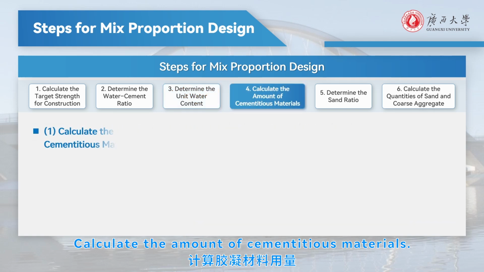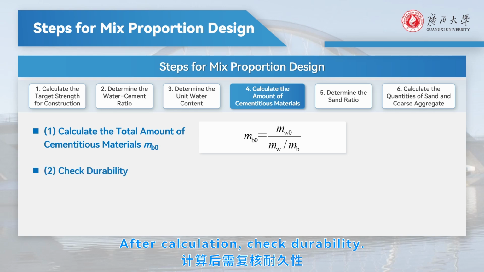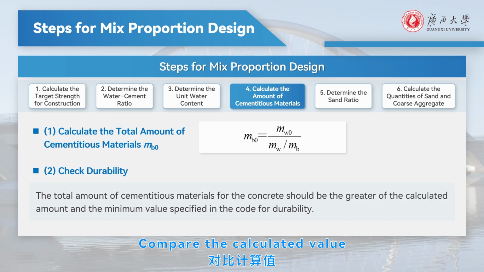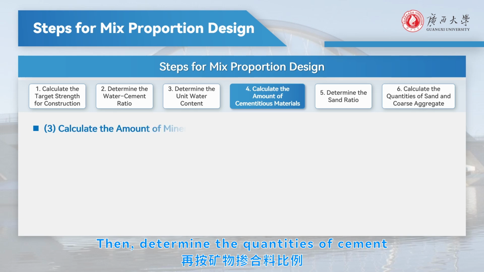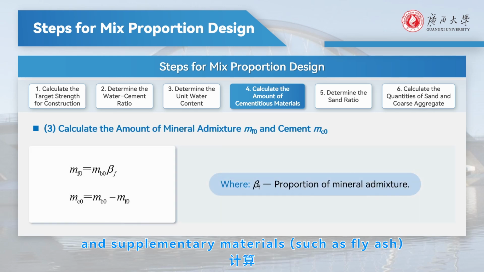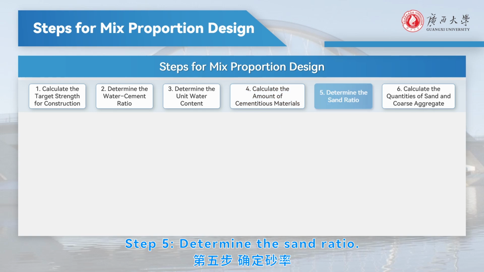Step 4. Calculate the amount of cementitious materials. Divide the unit water content by the water-cement ratio. After calculation, check durability. Compare the calculated value with the minimum cementitious material specified in the standards, and take the larger value as the total cementitious material. Then, determine the quantities of cement and supplementary materials, such as fly ash, according to the specified proportion of mineral admixtures. Step 5. Determine the sand ratio.